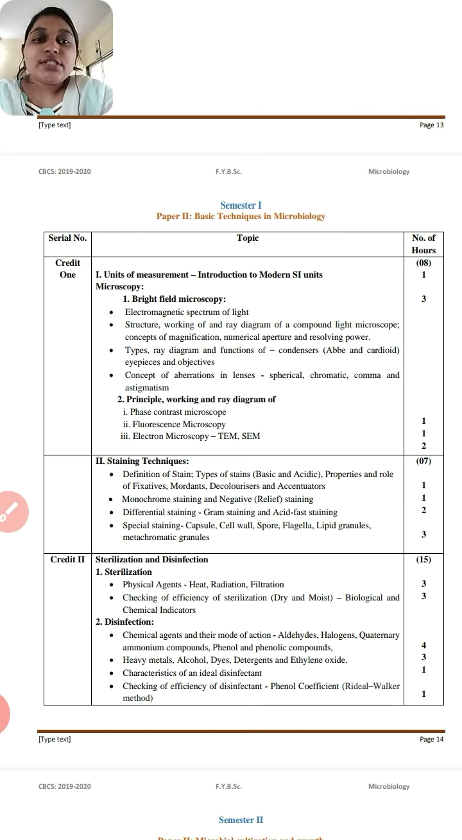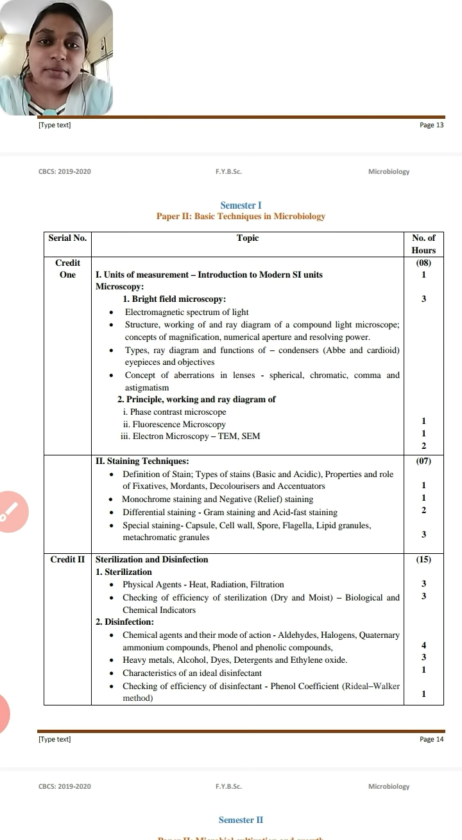I am going to take your subject Basic Techniques in Microbiology of semester first. So it has two credits. In credit one, we have the first point as units of measurement. Here we will see the SI units, introduction to modern SI units.